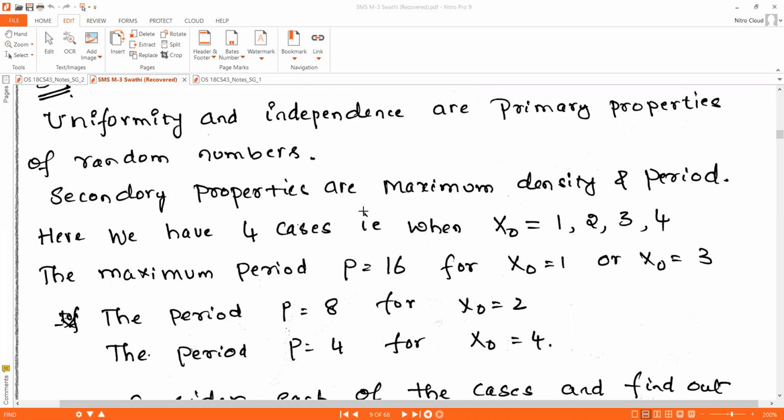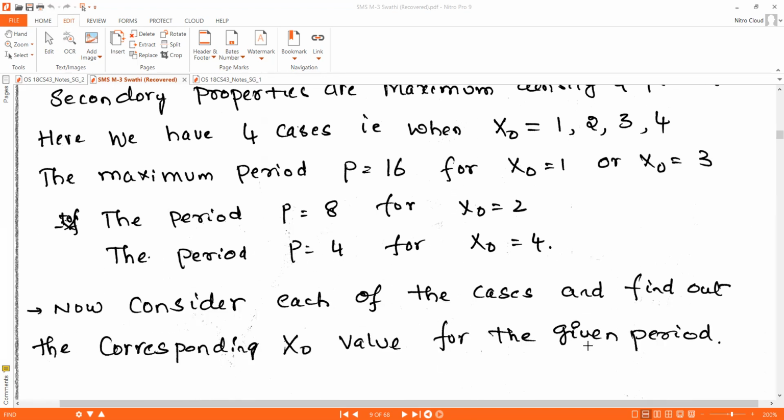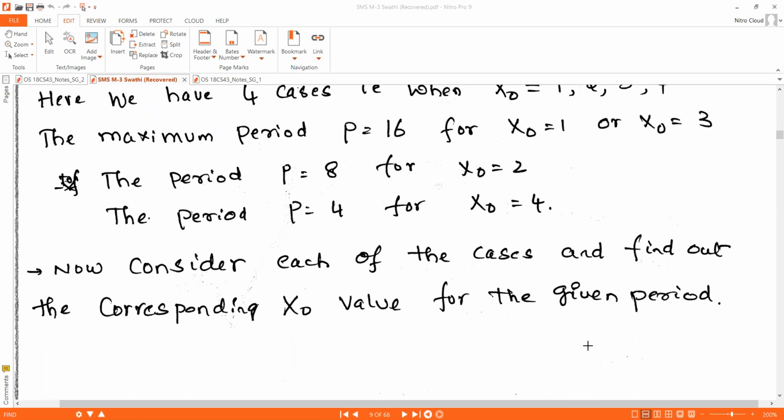Okay, and next they have given the period of p equal to 18 for x naught equal to 2, and the period of p equal to 4 for x naught equal to 4. If x naught equal to 4, they have asked us to calculate 4 values. The period length should be 4, that is, until the I value is 4, we need to find the xi value. Now we'll consider each of these cases and find out the corresponding x naught value for the given periods.